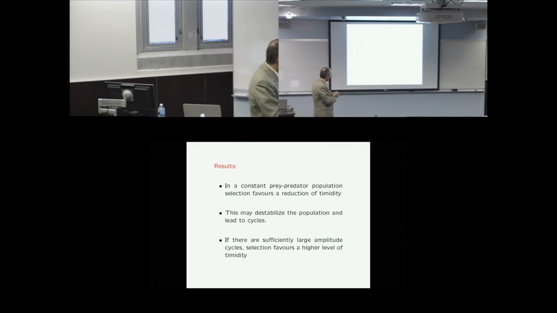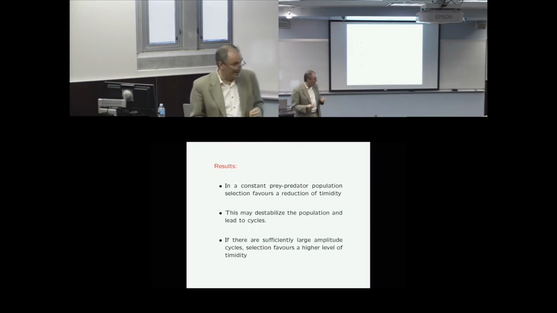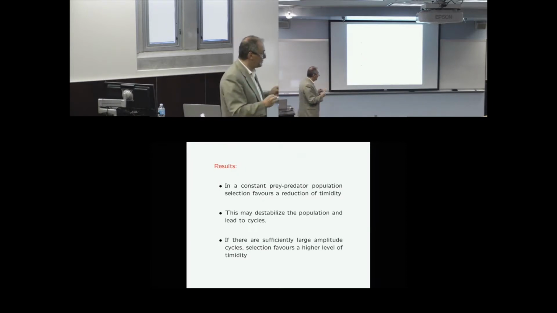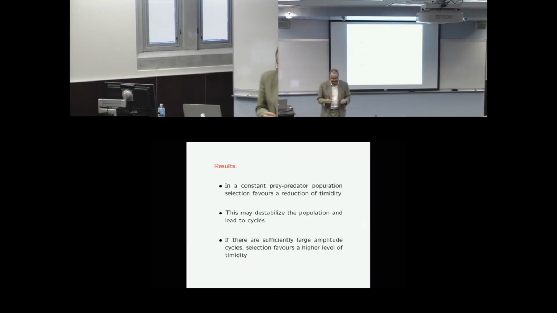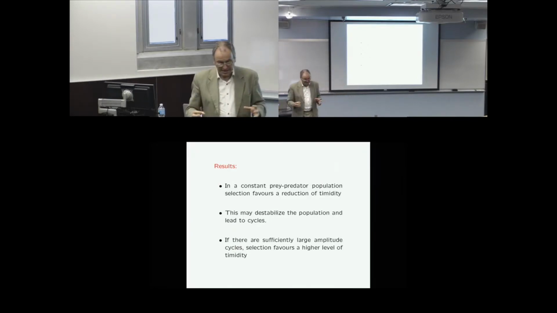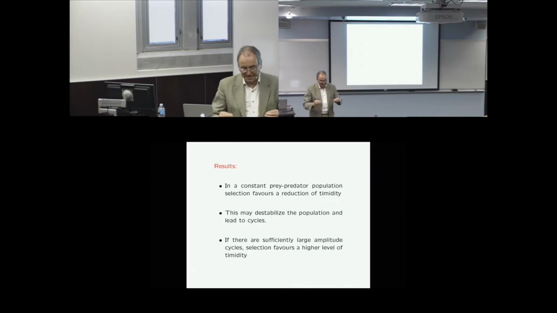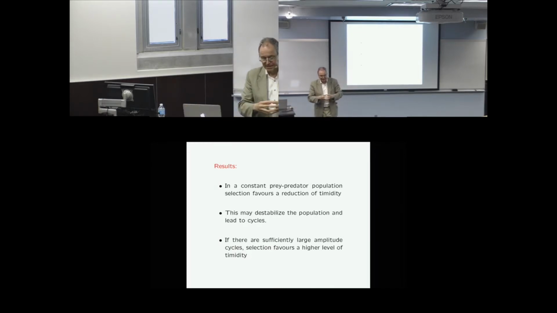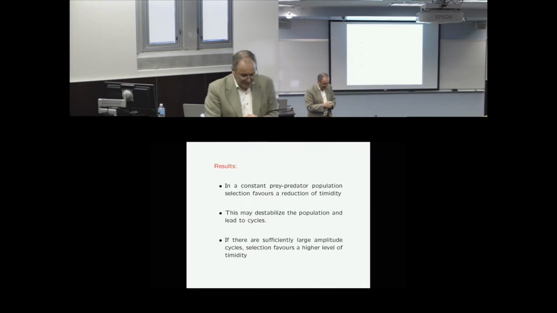And on the other hand, if these cycles have sufficiently large amplitude, then selection may favor a higher level of timidity, which means, and I will show this more in detail later, that there might be an evolutionary attractor. Everything will go to an evolutionarily steady strategy, and we will have cycling behavior.